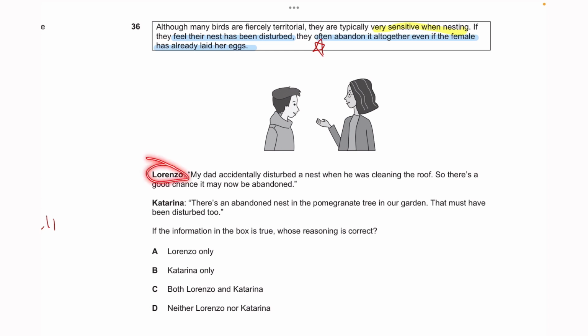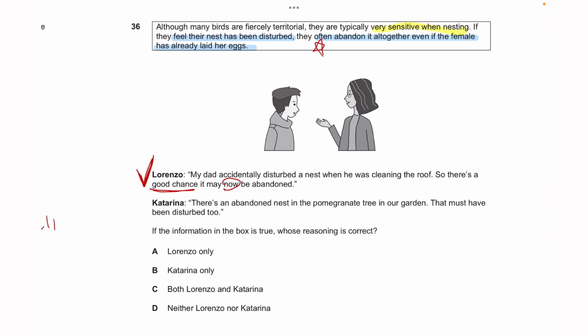Now, Lorenzo says this: my dad accidentally disturbed the nest when he was cleaning the roof, so there's a good chance it may now be abandoned. Well, we can see here that Lorenzo's reasoning is actually correct, because he's saying there is a good chance it may now be abandoned because it was disturbed, whether by accident or on purpose, as he was cleaning the roof. So Lorenzo's point of view is correct, and it's following the information up above.